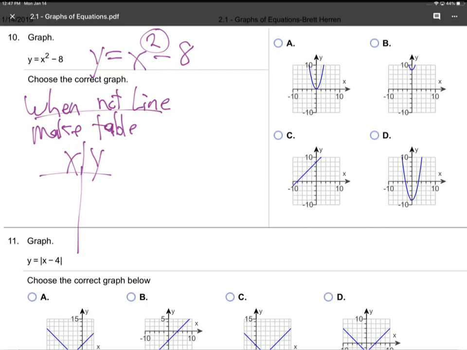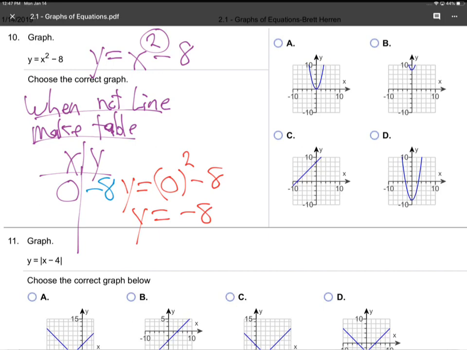So that's what I'm saying: when it's not a line, make a table. And what's the easiest number to plug into the table first? 0. Just plug that in. Then we get y equals 0 squared minus 8. And 0 squared is 0, minus 8 is just -8. So that's the point 0, -8. Which of those 4 graphs has the dot over 0, down 8? Looks like the point over 0, down 8. It's the only one that has a dot there. It's got to be D, and it's a U shape. That's all I need. I don't even need any other points.